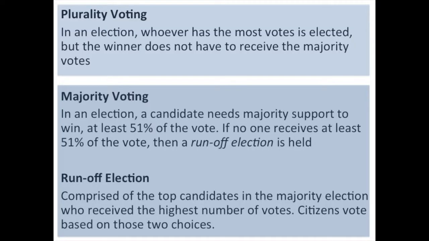All right, now, when we have an election, who wins? Of course, it's the person with the most votes. This is called plurality voting. Again, something we talked about last Friday. Plurality voting means that whoever has the most votes gets elected, but the winner does not have to receive the most votes. For example, say 4 people are running for the same office in an election. The winner needs only to receive 26% of the votes in order to win.